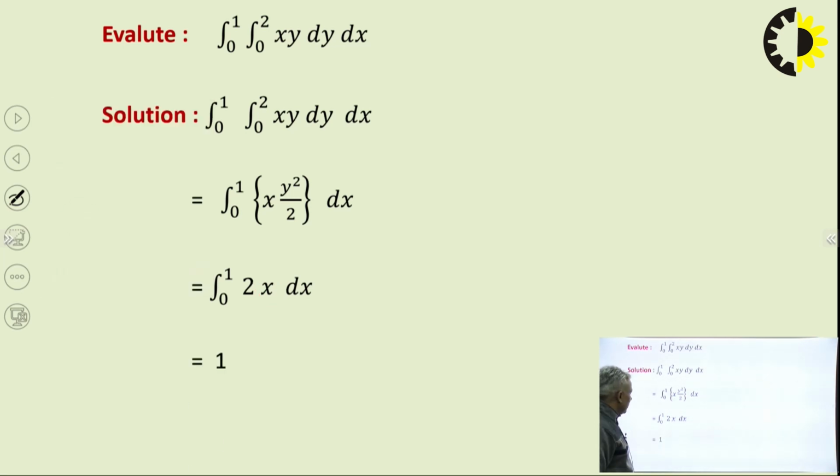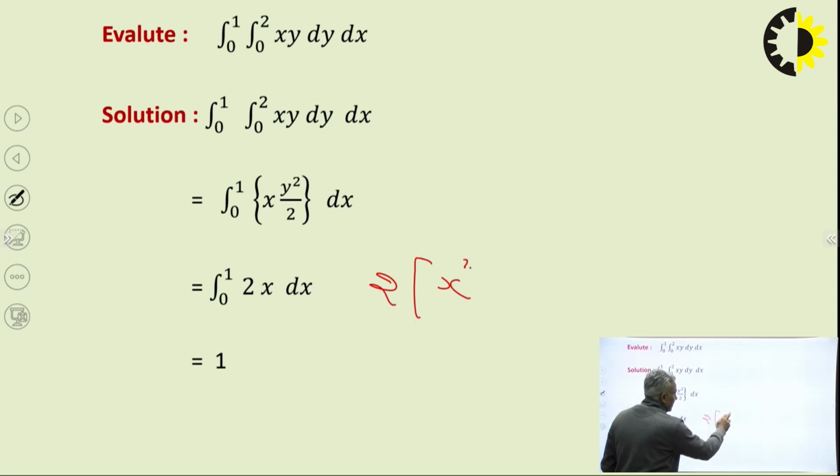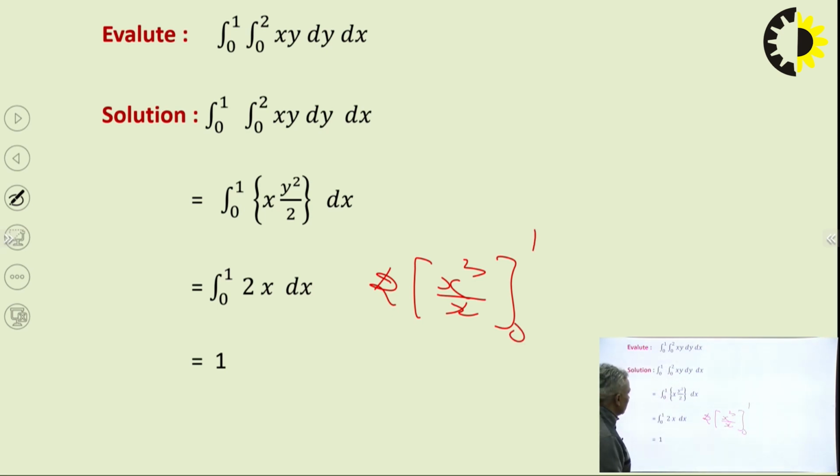We see very carefully, and the result is this. Suppose I want to solve this. So 2x squared by 2, the 2 and 2 cancel out, and the lower limit is 0, the upper limit is 1. That means the answer will be 1. So in this way we can solve the given problem.